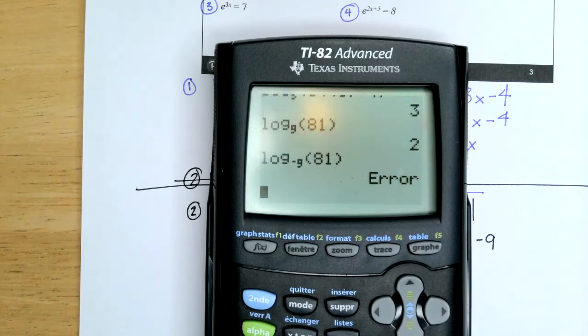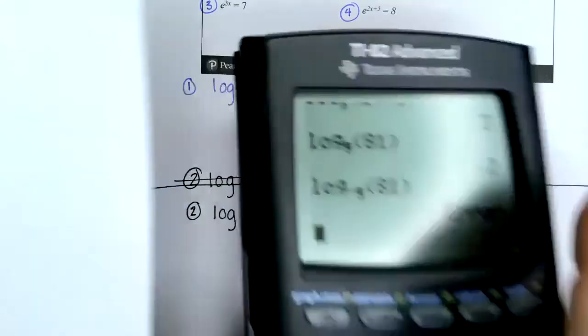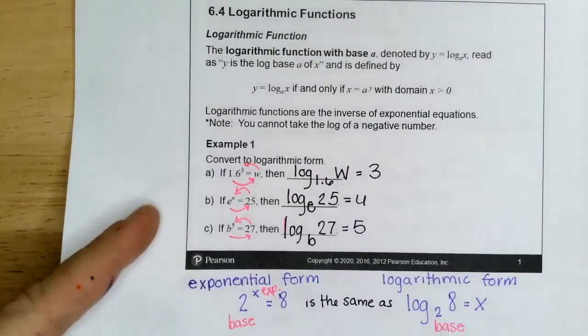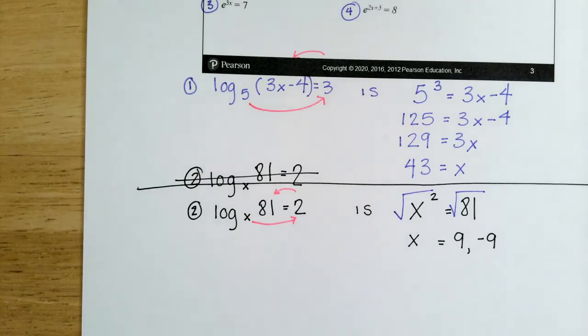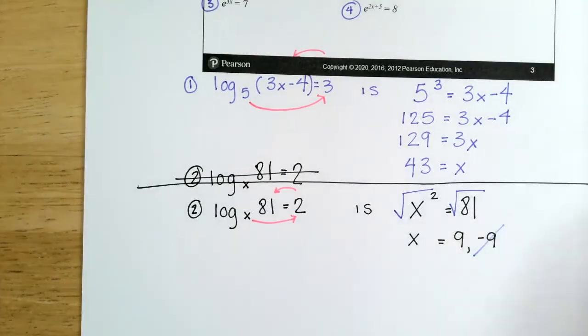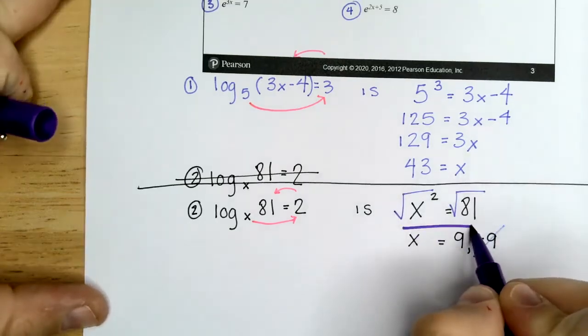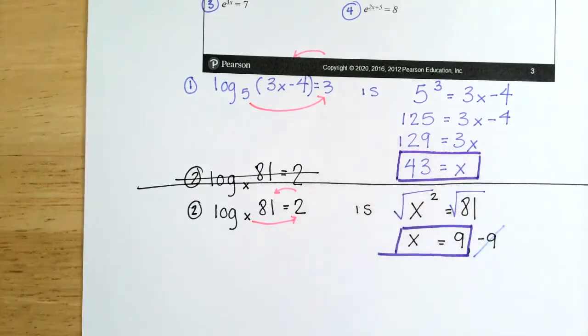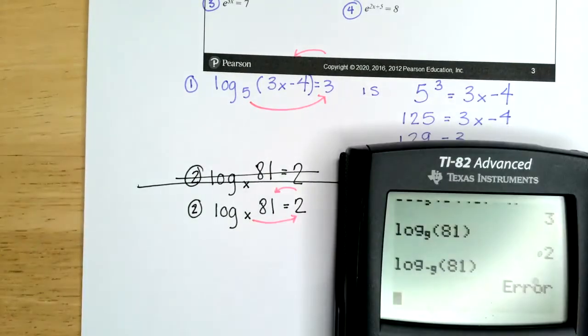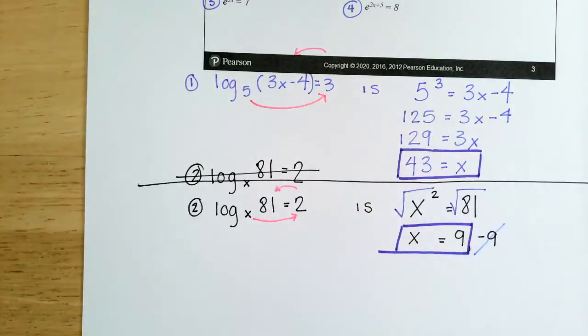So remember on our first page, it said you cannot take the log of a negative number. So negative 9 is not a possible solution. X is only 9. Good? Then looking at our calculator, it will always tell us when we've done that.